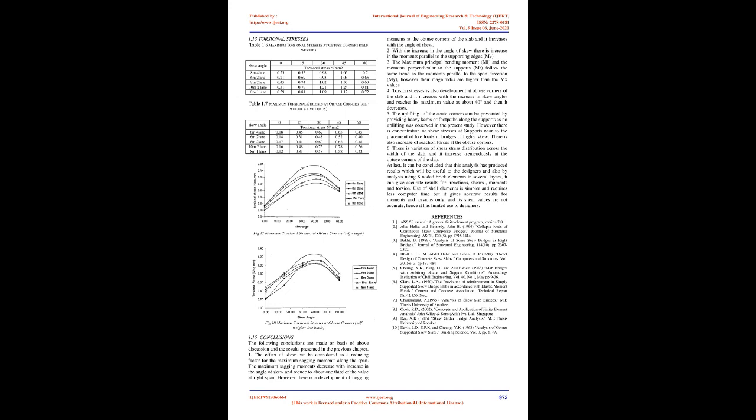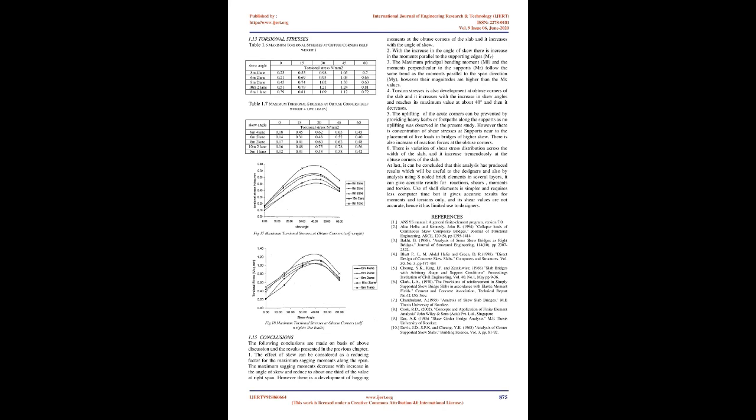1.15 Conclusions. The following conclusions are made on the basis of the above discussion and the results presented in the previous chapter. 1. The effect of skew can be considered as a reducing factor for the maximum sagging moments along the span. The maximum sagging moments decrease with increase in the angle of skew and reduce to about 1/3 of the value for the right span. However, there is a development of hogging moments at the obtuse corners of the slab and it increases with the angle of skew.